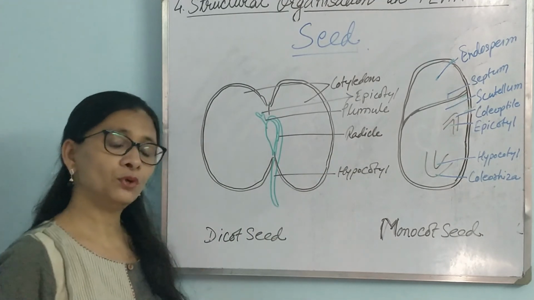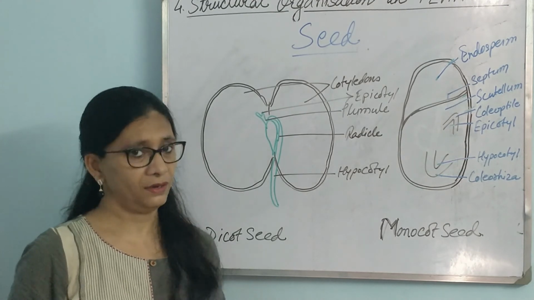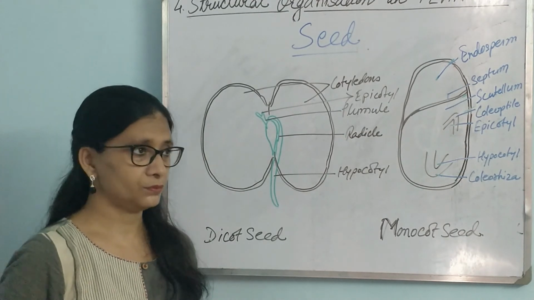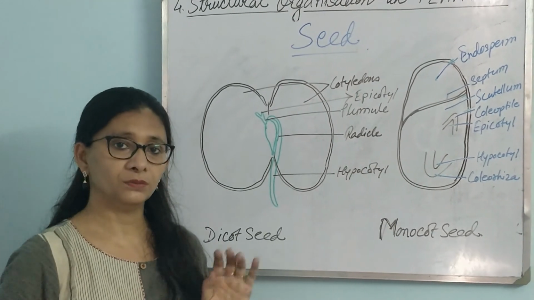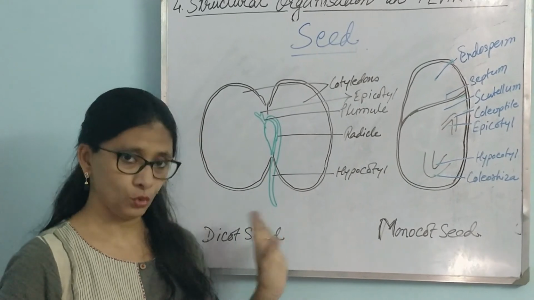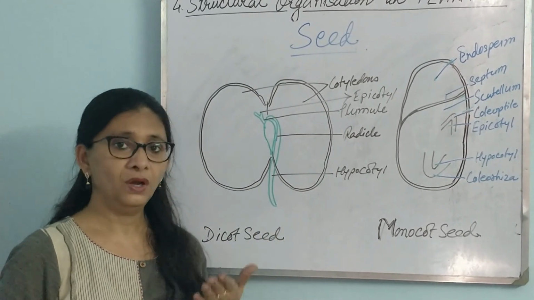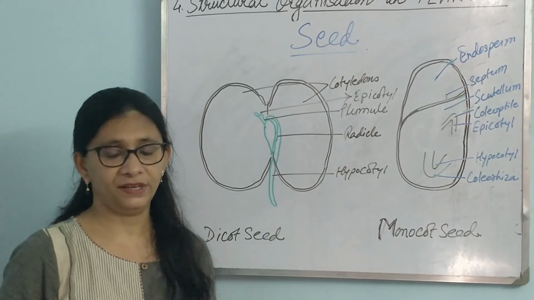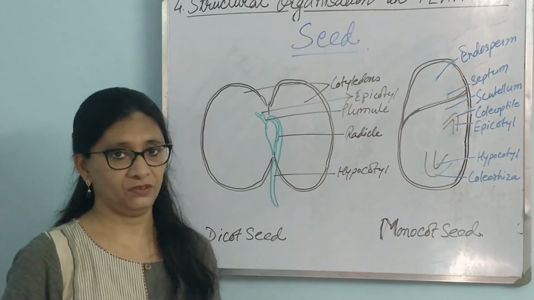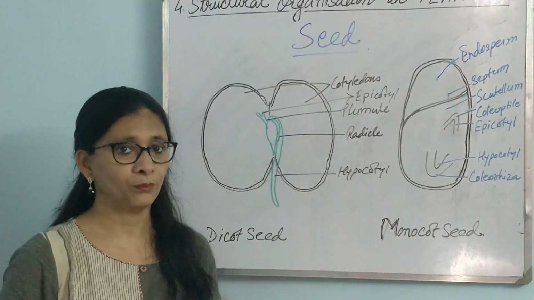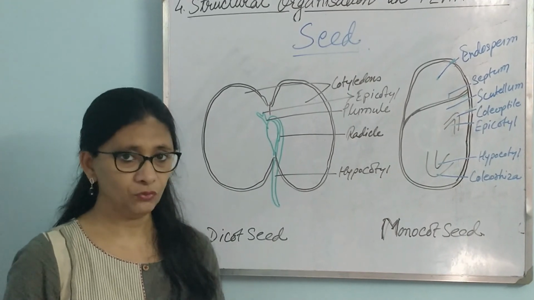So with this we come to the end of this chapter, which is chapter 4, structural organization of plants. I would just expect that you will do whatever board work I have done. I have mentioned all the important points, so please go through the video and note down all the points that have been told to you. Make note of it and practice the diagram as much as you can. Biology diagram is the most important thing. If you explain with the help of a diagram, you will get the full credit.